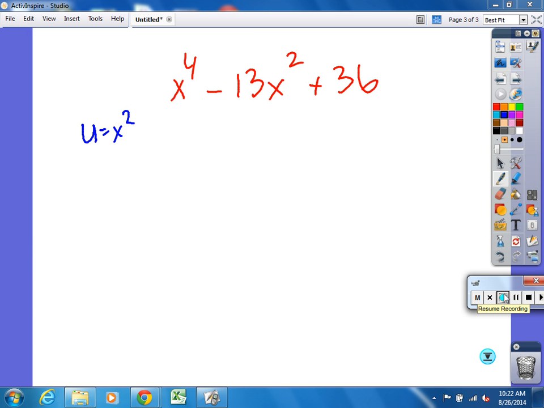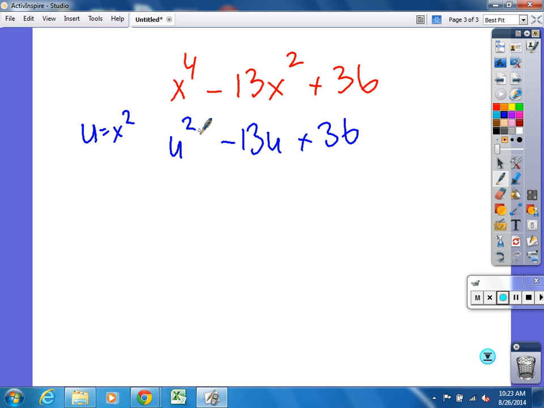I'm going to call x squared U. So instead of x squared, what can I write? What is x to the 4th? Isn't that x squared squared? So isn't that U squared? You see what I did there? I just changed it. So now, doesn't this look exactly like what we just barely did? This one didn't, but by substituting U for x squared, I can make it something familiar to me, right? Everybody there with me?